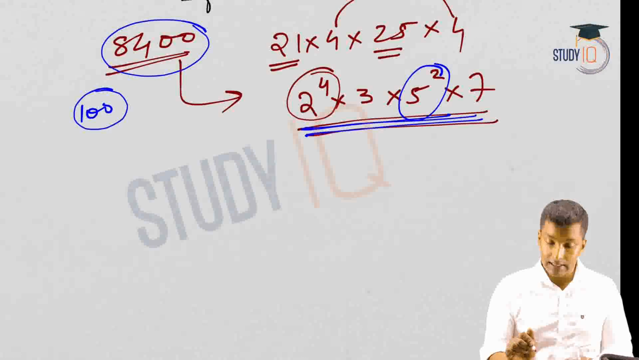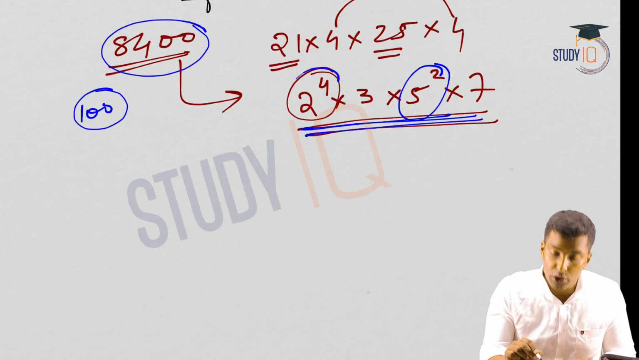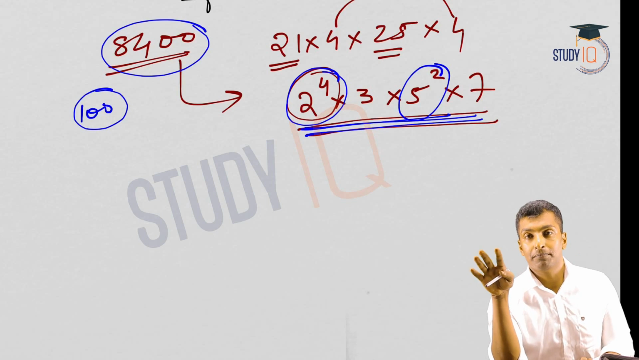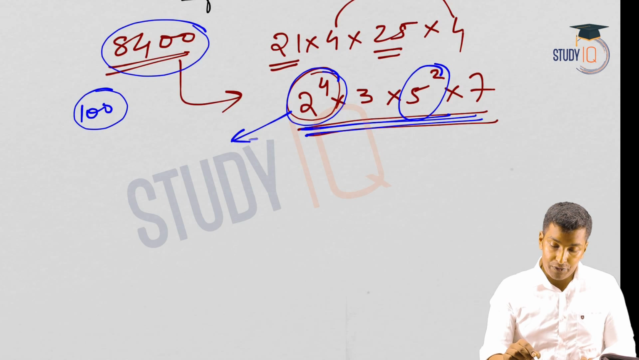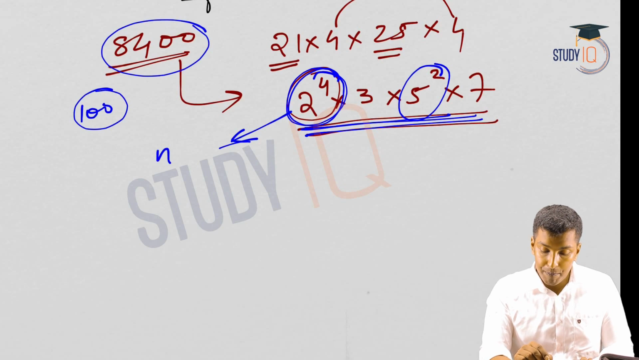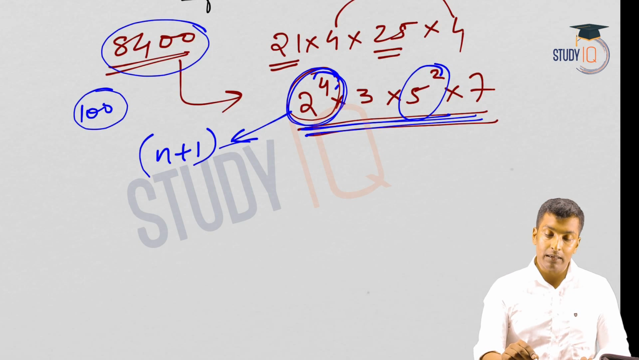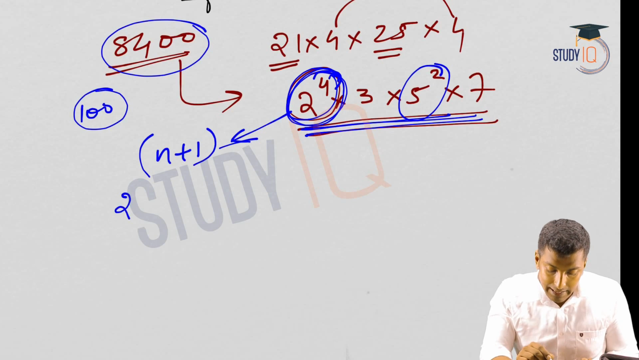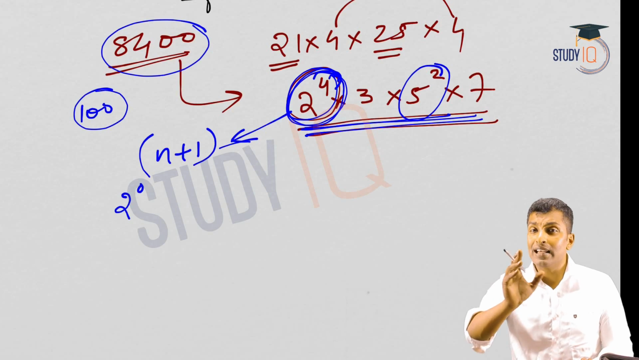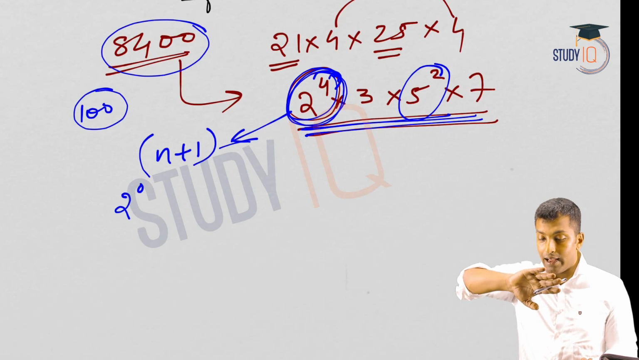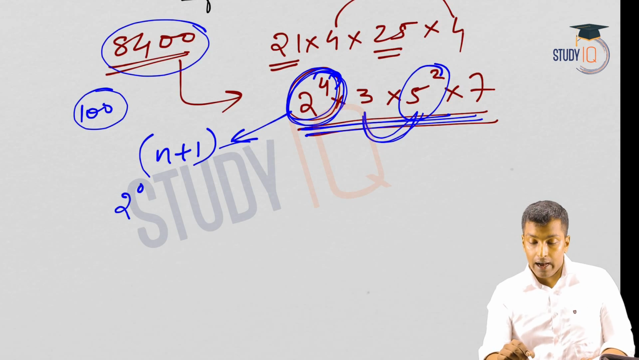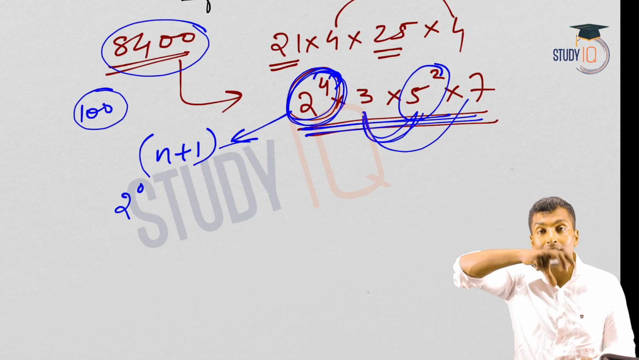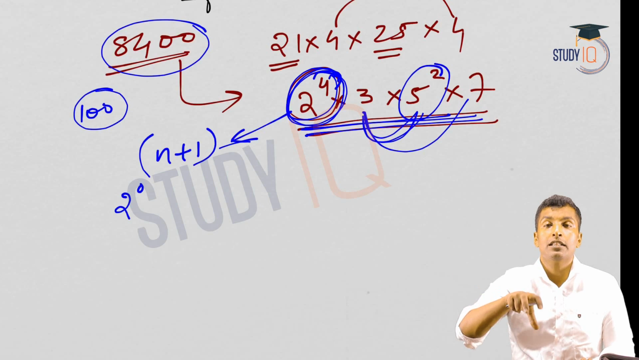So how many such combinations are possible? You can see 4 2s are there, and you know clearly 2s are identical. If they are identical, then for total selection, if there are n items, the total selection is n plus 1, because at least one option is selecting none. Here, there is a possibility that I can go for 2 raised to 0 also, because if I am not selecting anything from 2, that is not a problem. I can make this combination. 21 is a factor by selecting 3 and 7 without selecting anything from 2 and 5. So 0 selection is possible in this case.